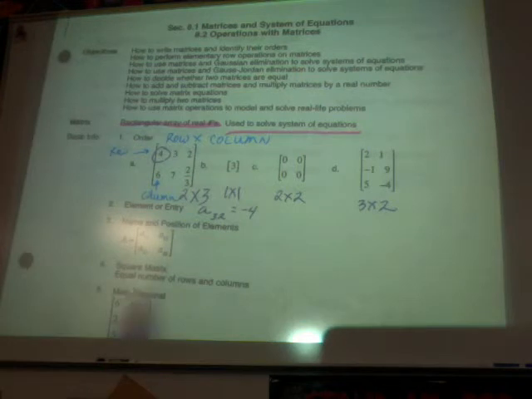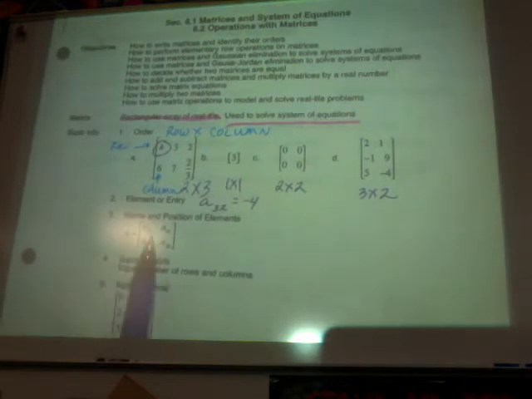And so that kind of brings us down to name and position of elements. So this is a 2 by 2 matrix. So this is position row 1, column 1. So it's A sub 1,1. Row 1, column 2, A sub 1,2. It's not really 11, it's not really 12, right?